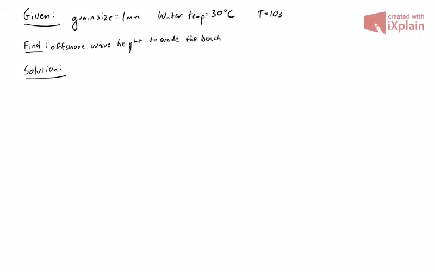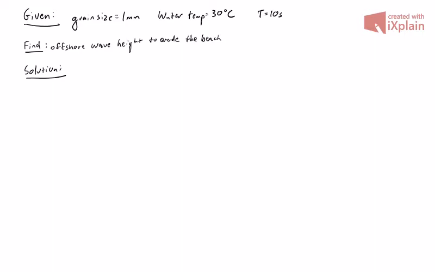All right, so we're told that we have a beach that has sand of grain size 1 millimeter. We have a water temperature of 30 degrees Celsius, and we have waves coming in with a period of 10 seconds. And we're asked to find the offshore wave height at which the beach will start eroding instead of accreting.